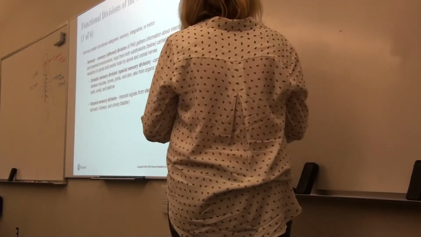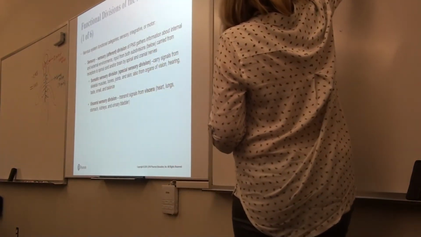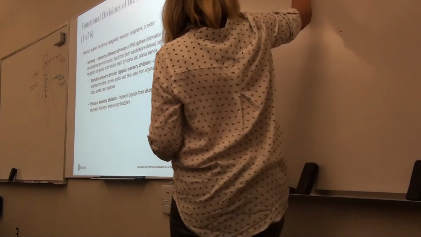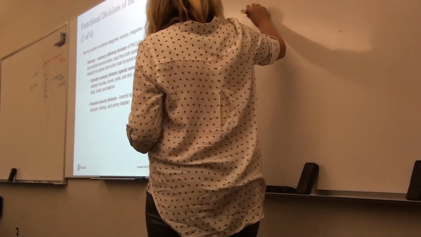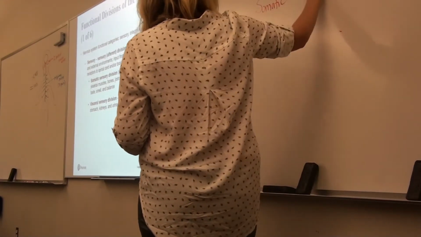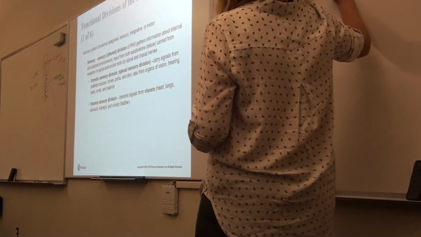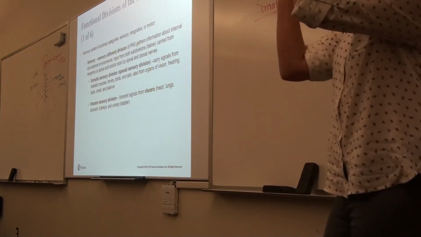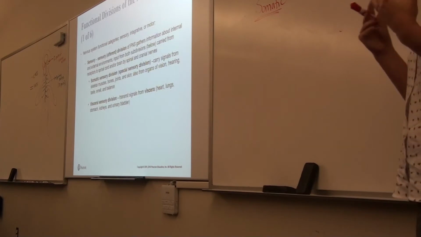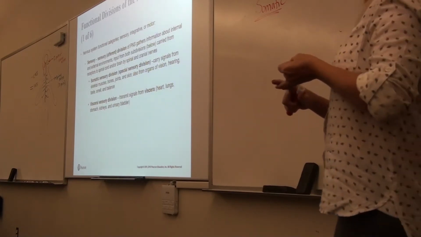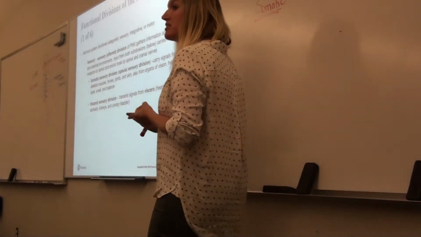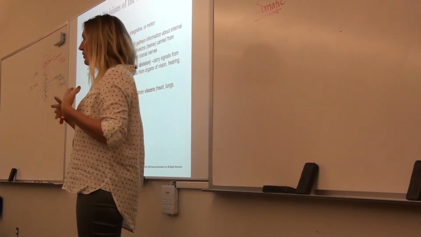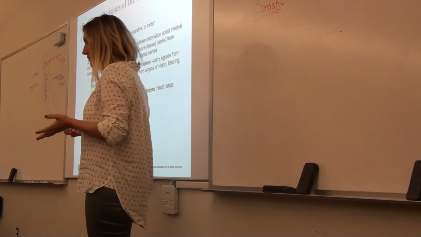So our functional divisions, we have sensory. And then of our sensory division, we have somatic sensory, and we have visceral. So when you hear the word somatic, you should automatically think of something that is conscious, something that you're aware of, right? It might even be something that you can consciously, voluntarily control. Somatic means you're aware of it and you know it's happening. You can control your reaction to it, right?